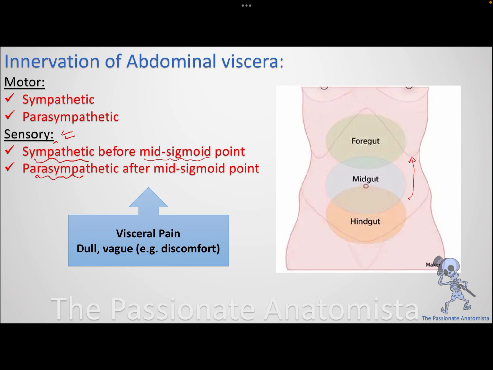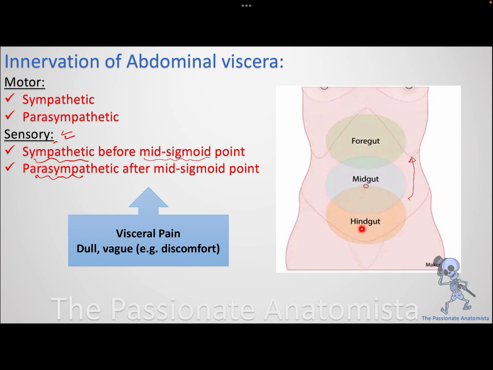Why is that important? Because if you have a patient in the clinic who comes with a pain around these areas, which follows the sympathetic innervation, you have to think about a problem with the foregut if it's at the epigastric region. If it's around the umbilicus, you have to think of a problem in the midgut.